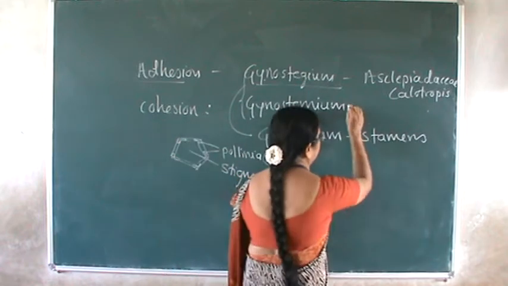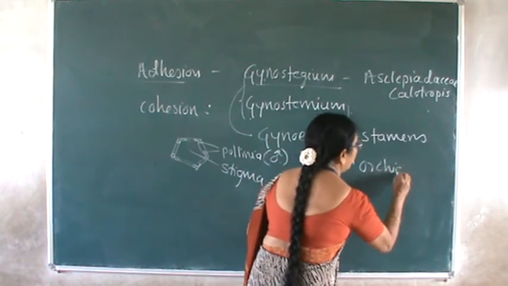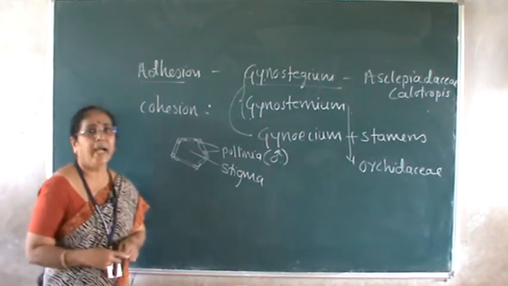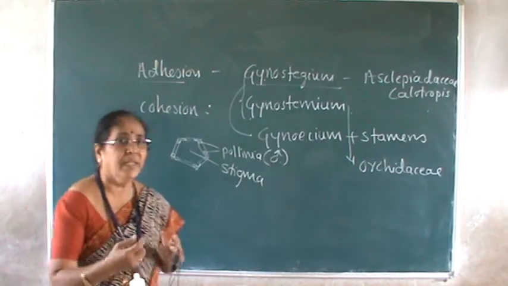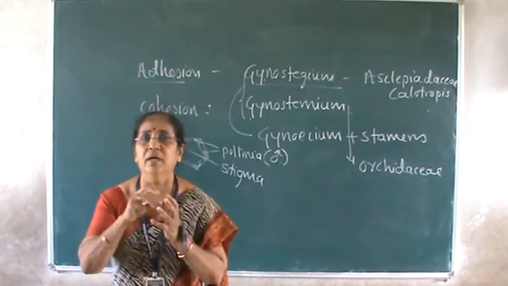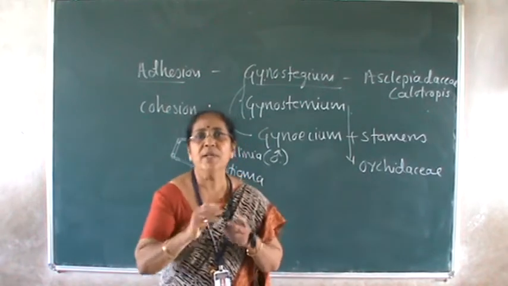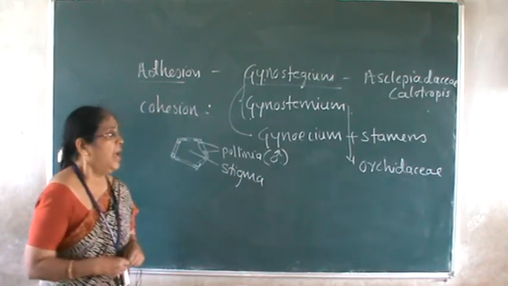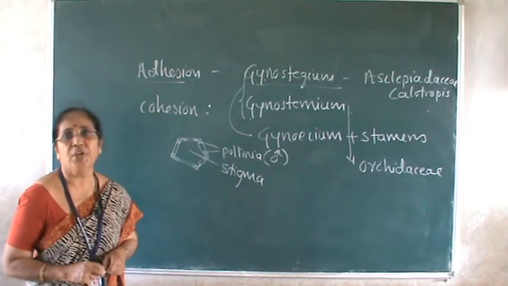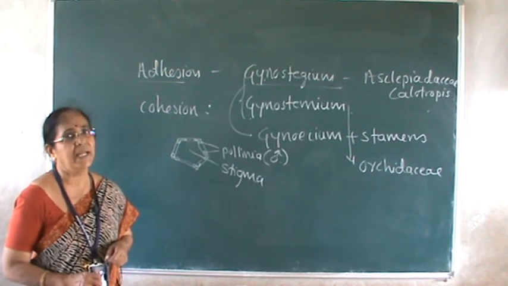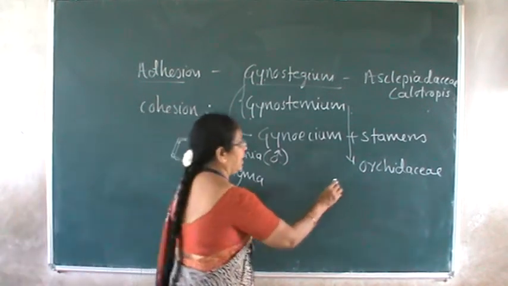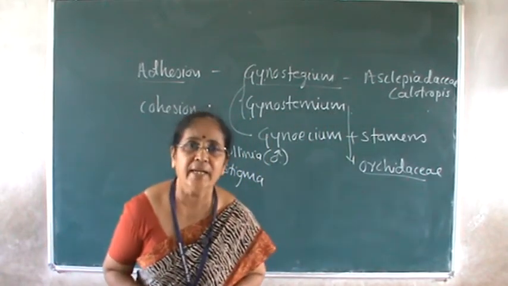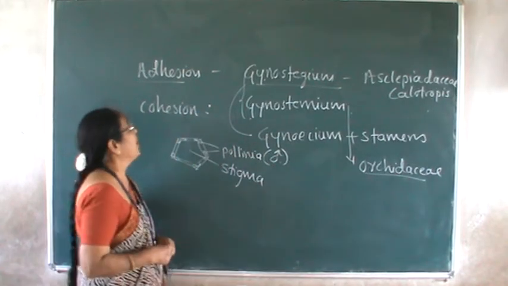In a similar manner, the combination of the stigma along with the pollinia is found in orchid flowers, Orchidaceae family members, where we call it gynostemium. It is a combination in the sterile stigmatic grooves present in the stigmatic portion. In the grooves the pollinia are situated directly, and that kind of combination is called gynostemium. It is a very important feature of the family Orchidaceae, which is characterized by the presence of gynostemium, whereas Asclepiadaceae, the Calotropis family, is characterized by gynostegium. So this is with reference to adnation.